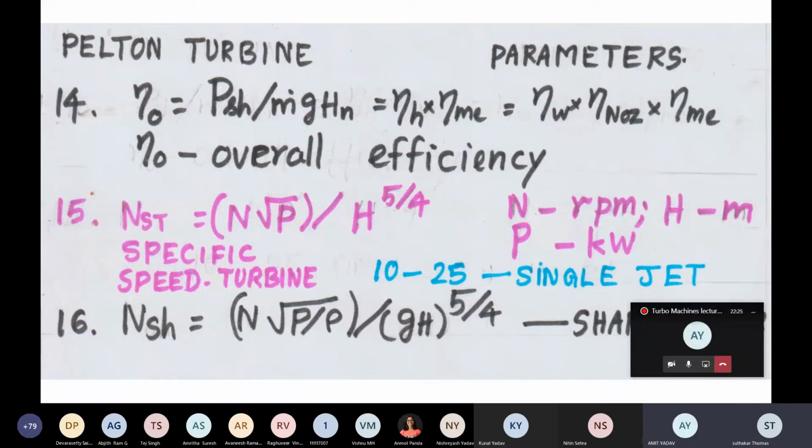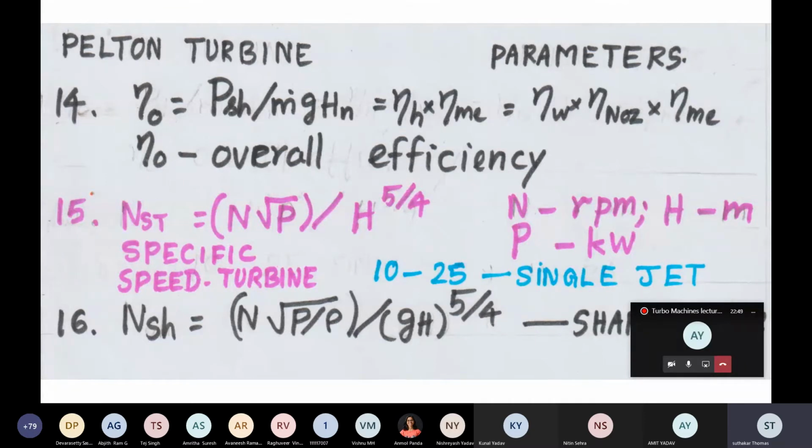Specific speed is not dimensionally correct, but shape number is dimensionally correct. Yeah, it is non-dimensional. So specific speed is dimensional. Depending on the unit system used, it will change. Shape number holds for a coherent system of units. Remember, that is very, very important.